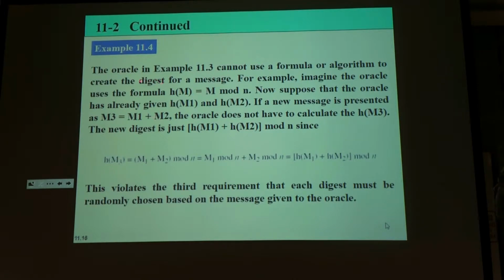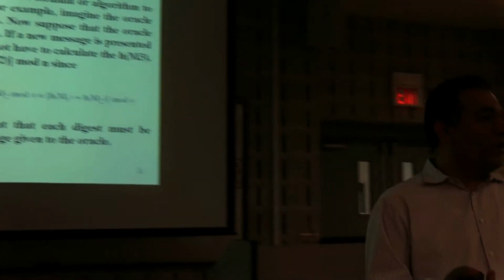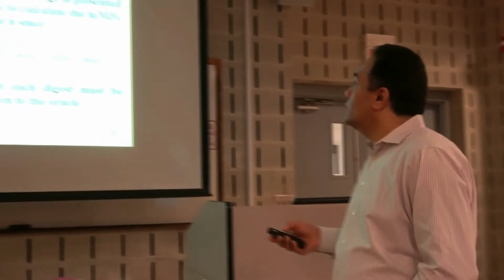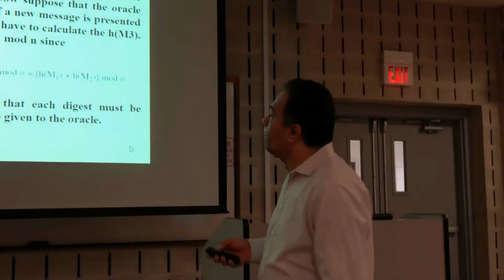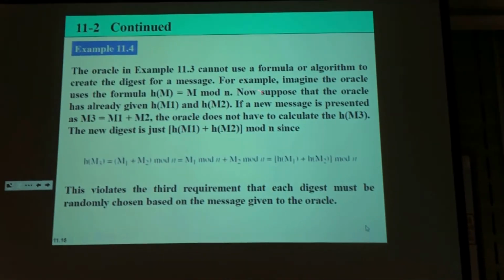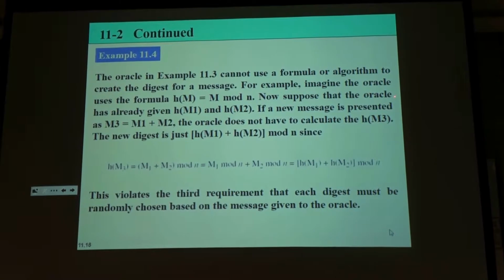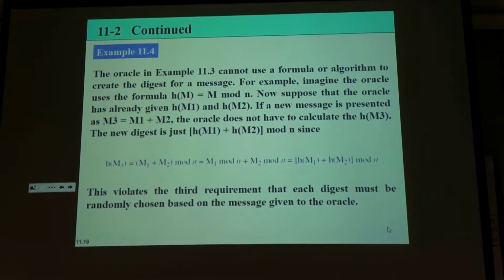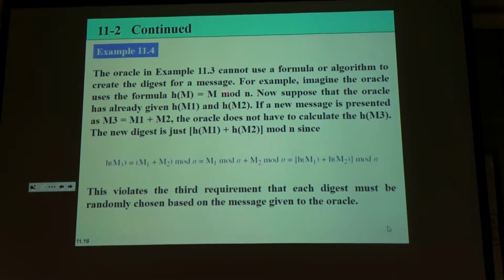In the oracle example in the previous one, we cannot use a formula or algorithm to create the digest for the message. There is no formula. It is kind of random, right? Alright. So like a table lookup. For example, imagine the oracle uses the formula H(M) equals M mod N. So that's the formula. That's how you create the digest.